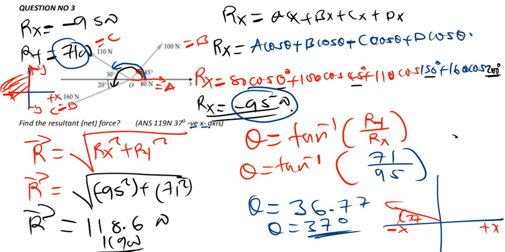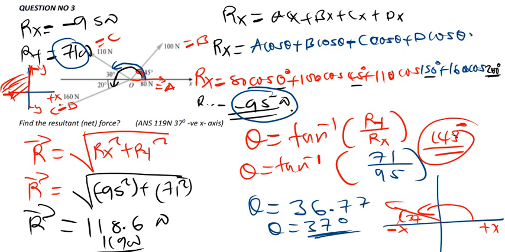Then when you want to say the answer from positive x-axis, you say 180 minus 37. The answer is going to be 143 degrees. Now this 143 is from positive x-axis. So there are two things. You can say the resultant is 119 Newton at an angle of 37 degrees from negative x-axis. The answer which we have been given here is from negative x-axis. Another answer you can say 119 Newton at an angle of 143 degrees from positive x-axis. That is very, very important. Okay?